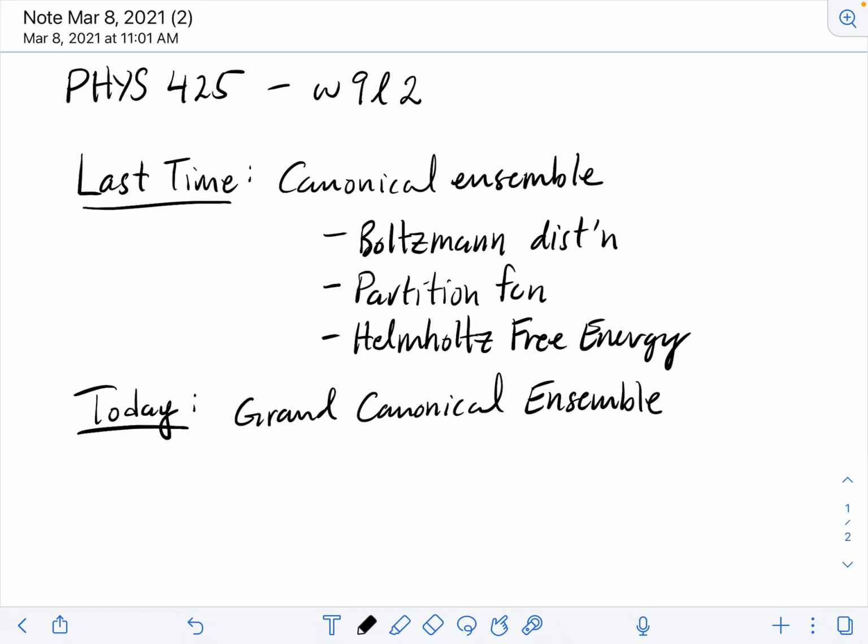We're kind of in the middle of our discussion of some concepts from statistical mechanics, and in the last video we talked about the canonical ensemble, which led to discussions about the Boltzmann distribution, the partition function, and the Helmholtz free energy. The Helmholtz free energy was particularly nice because it was this link between the quantum mechanical partition function, which involves a sum over the available quantum states to the system, and the macroscopic thermodynamic behavior of the system.